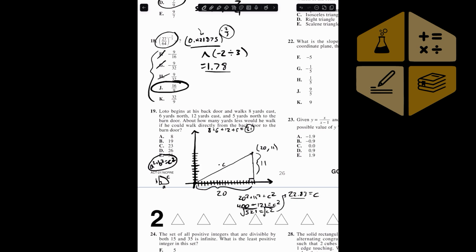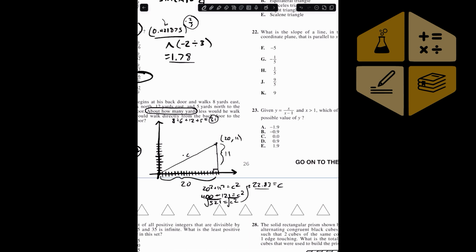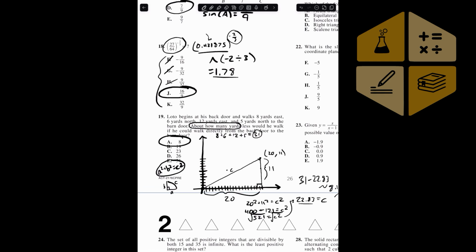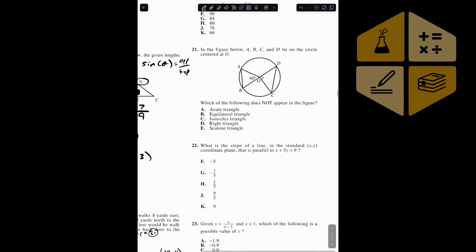If I subtract 22.83 off of 31, it's going to give me not a whole number. But the question says about how many yards. So it's approximate. If it's a distance of 22.83, that's how far he would have walked if he had just walked in a straight line. So 31 minus 22.83, if I put that in my calculator, I get a distance of about 8.17, which is about 8, which is another way to solve this problem and figure out that 19 is A. Either way you do it, number 19 is A.